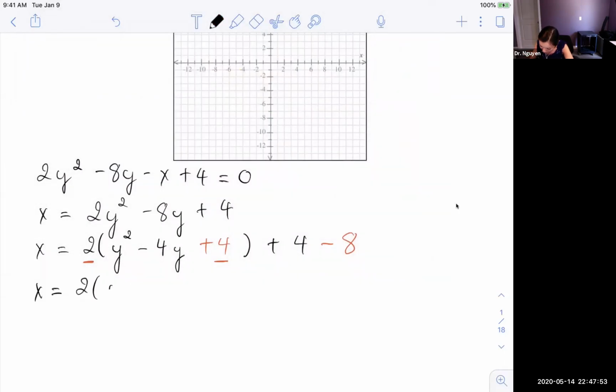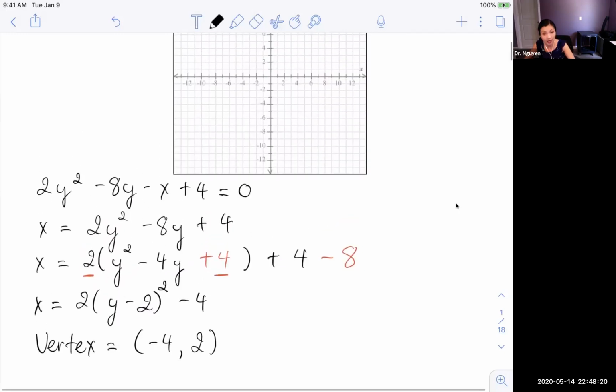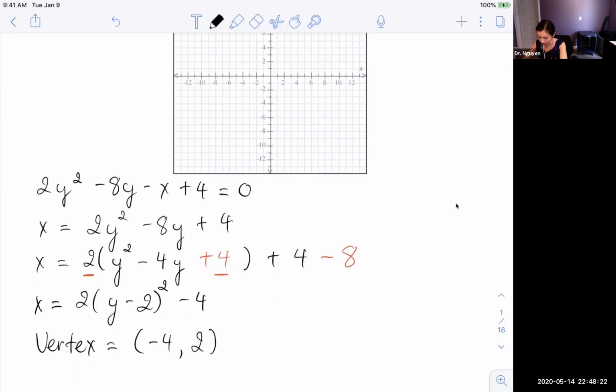Now I can factor. So 2 times (y minus 2) squared, and then I have negative 4 outside. All right, we have standard form. So now we just have to take care of the vertex. Now, remember I told you the vertex in this case is going to be what? Negative 4, 2.